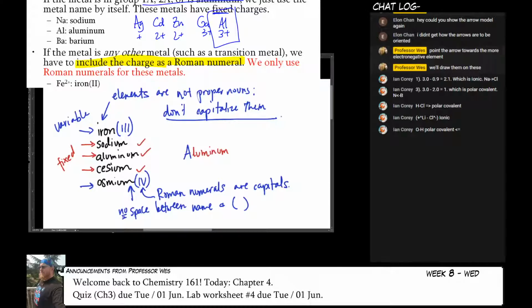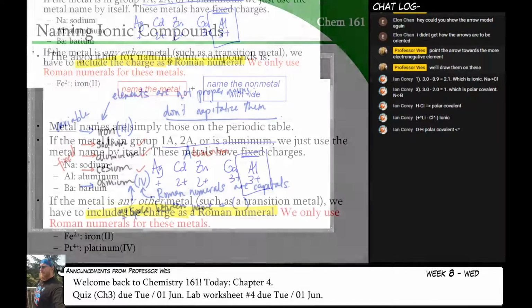Finally, do not apply the Roman numerals when you don't need to. So do not do calcium 2. Do not do sodium 1. Do not do aluminum 3. Just write sodium, aluminum, and calcium for those. Okay? Be careful. Make sure that you are following these guidelines.